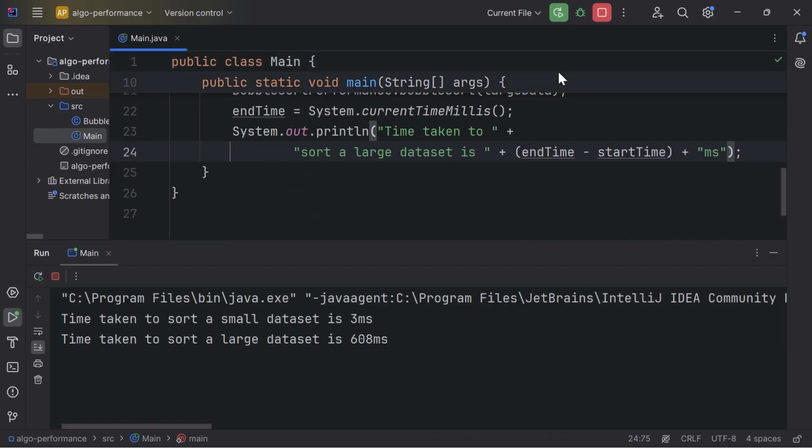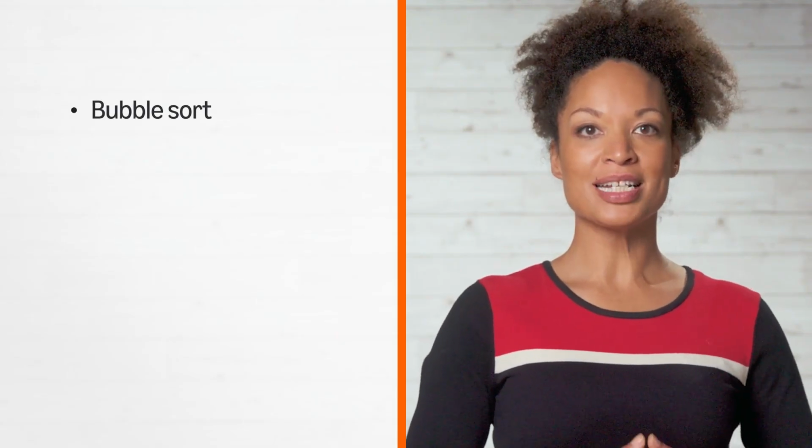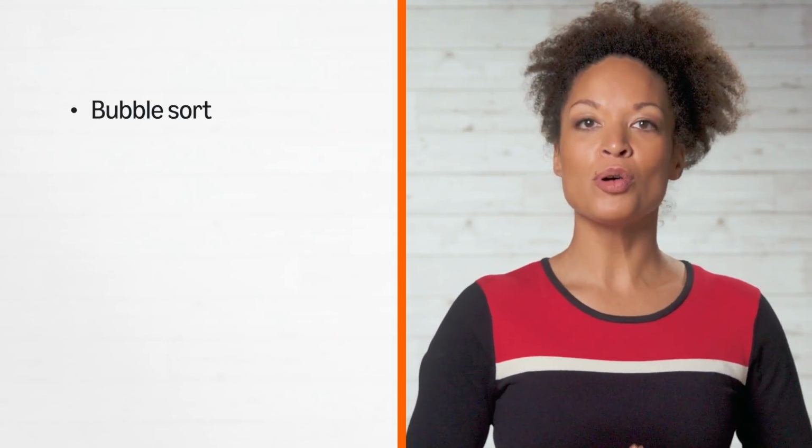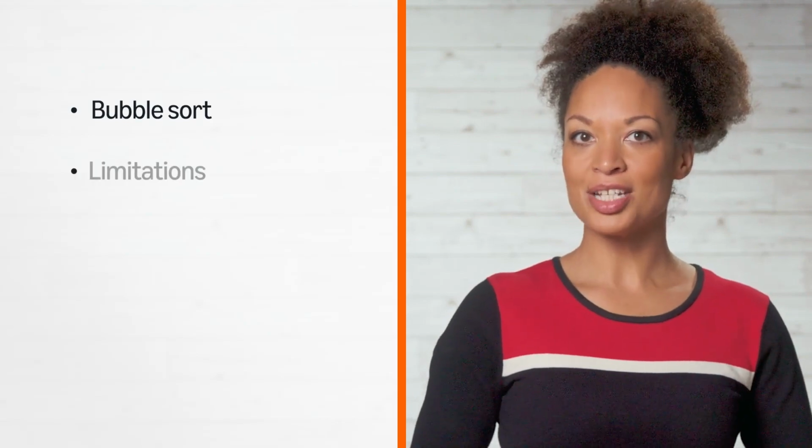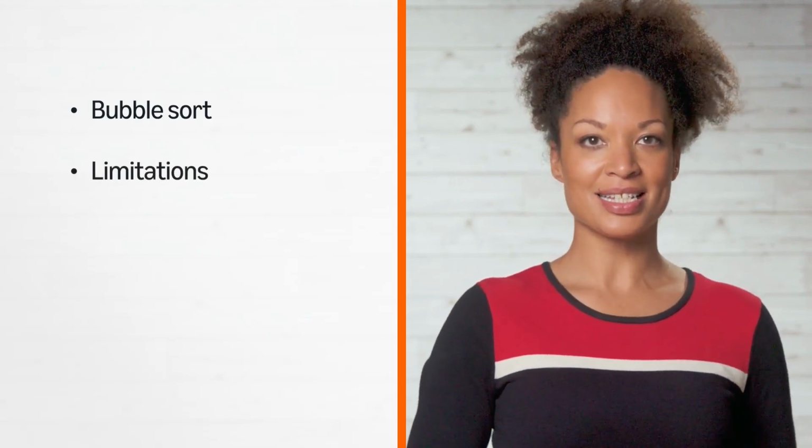As expected, the time taken for the small dataset is reasonable, but notice how much longer it takes to sort the larger dataset. Why is this? This is because of the quadratic growth of time with increase in size. This performance difference highlights why bubble sort isn't suitable for large datasets. In this video, you learned that bubble sort is a great algorithm for a small collection, but has its limitations as the dataset size increases.